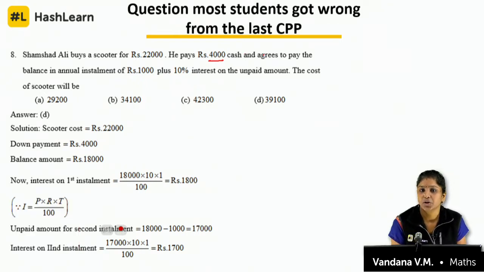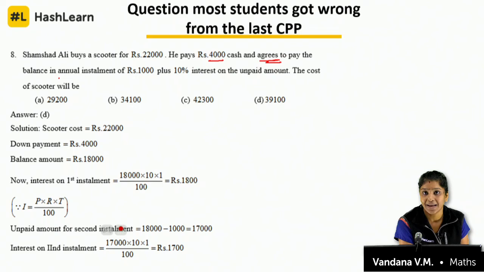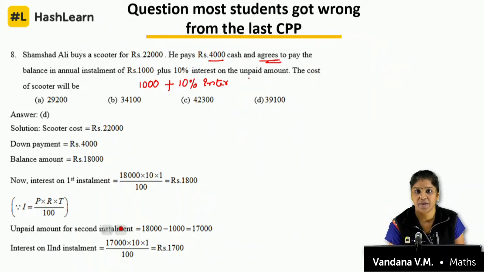4,000 cash. When he took the scooter, he paid 4,000 and then he agrees to pay the balance in annual installments. Every year he would like to pay 1,000 rupees plus 10% interest also on the unpaid amount. In this way he would like to pay the amount.